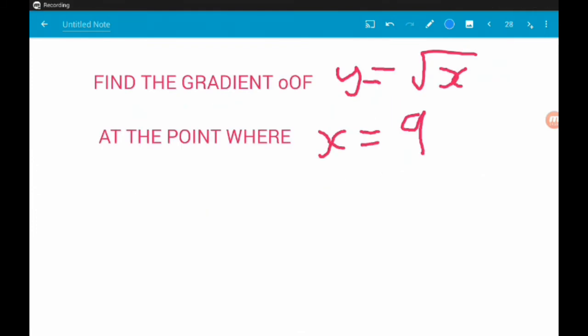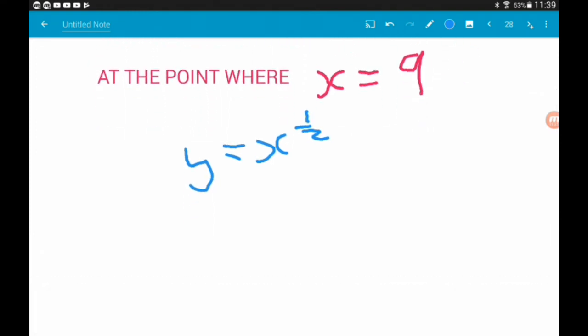Okay, final example for this video then. We want to find the gradient of y equals root x at the point where x is equal to 9. First of all we need to write the function in power form. So y equals x to the 1/2. So y dash, our derivative, is 1/2 times x to the minus 1/2.